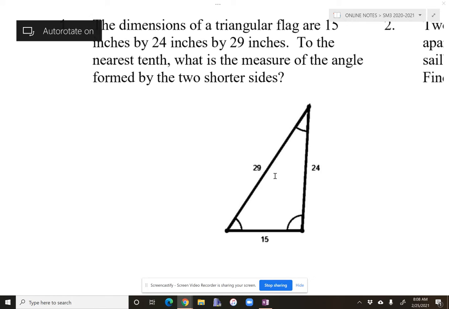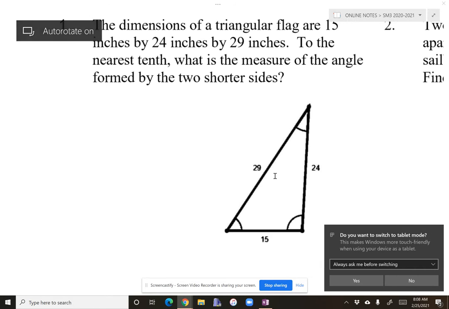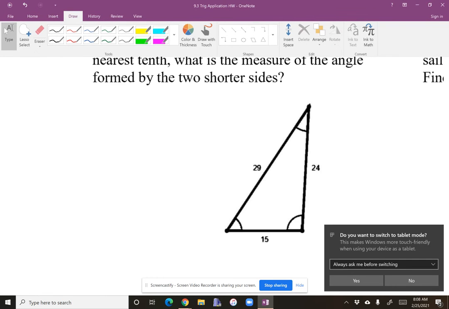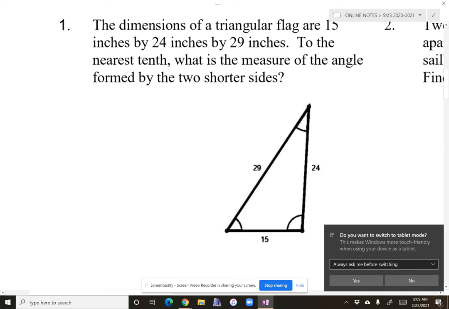Okay, you guys, number one here is that the dimensions of a triangular flag are 15 inches by 24 inches by 29. To the nearest tenth, what is the measure of the angle formed by the two shorter sides? So the first thing I'm going to do is figure out what angle they're talking about. And so the angle they're talking about is actually this one, because it's the one created by the two shortest sides. Okay.